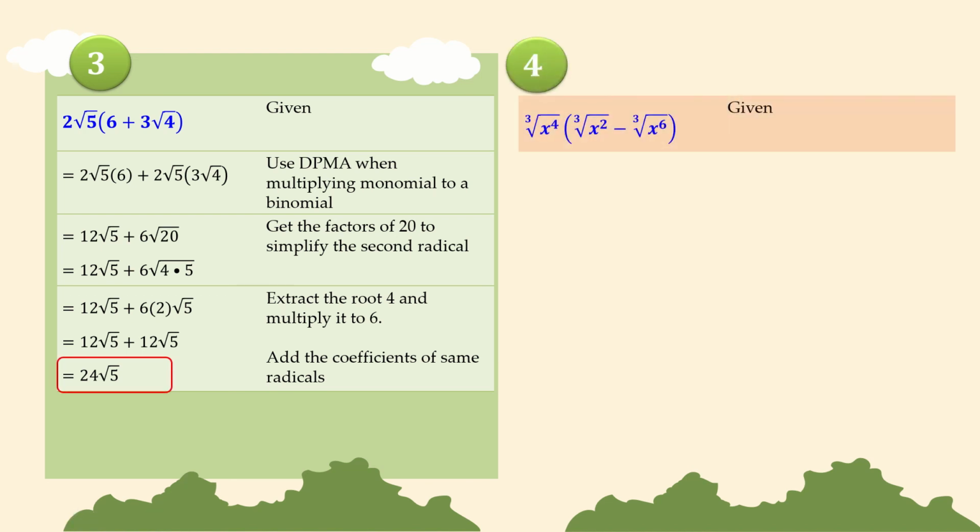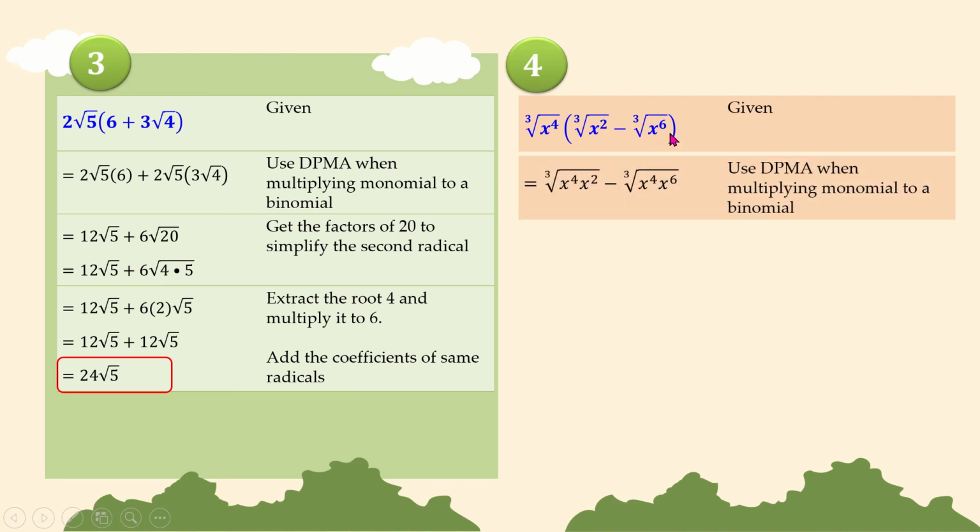Last example, I guess. Example number 4: the cube root of x exponent 4 times the binomial cube root of x exponent 2 minus cube root of x exponent 6. Use DPMA when multiplying a monomial to a binomial. So, monomial times the first term. Parehas sa index, no? So, we write them in one radical symbol. Parehas sa index 3, gisuwat ang x exponent 4 times x exponent 2 minus ang separator.